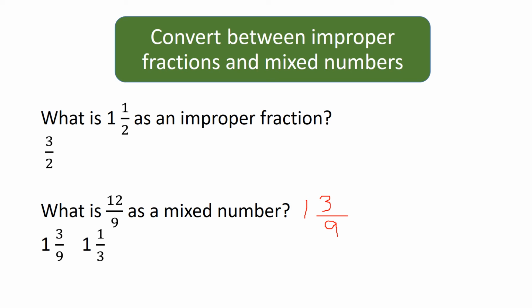Now you might notice that 3/9 can be simplified to a third because 3 and 9 are both in the 3 times table. 3 divided by 3 is 1, 9 divided by 3 is 3. So in its simplest form, the answer here is 1 and a third.